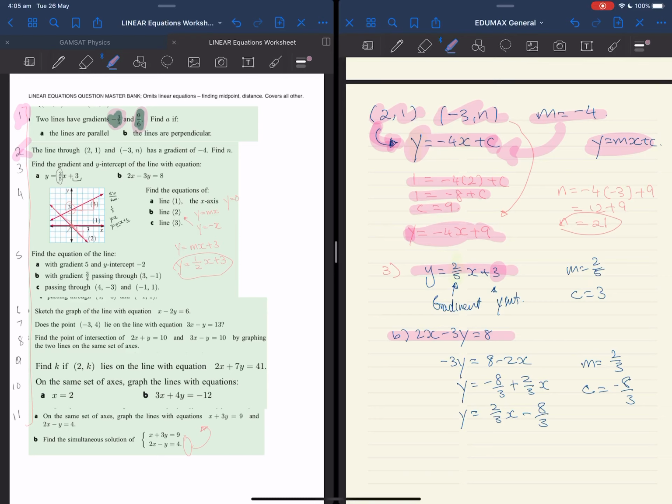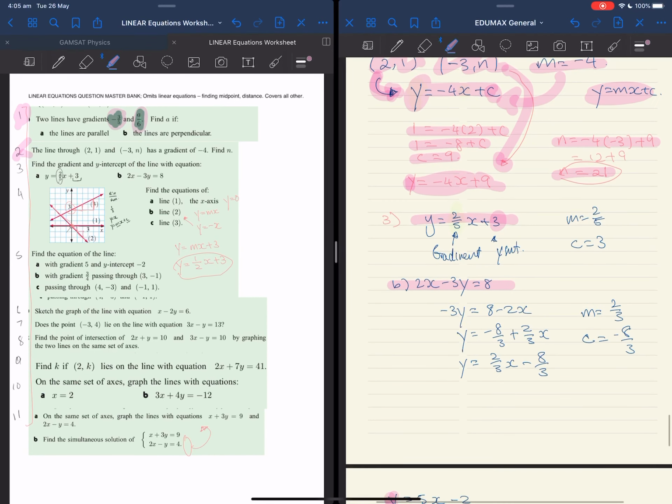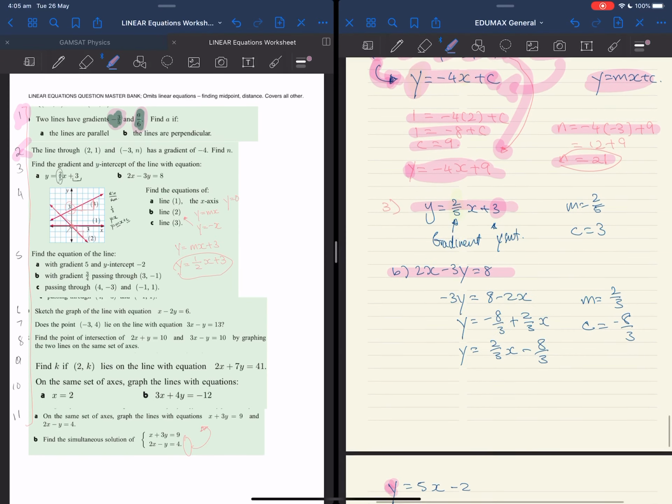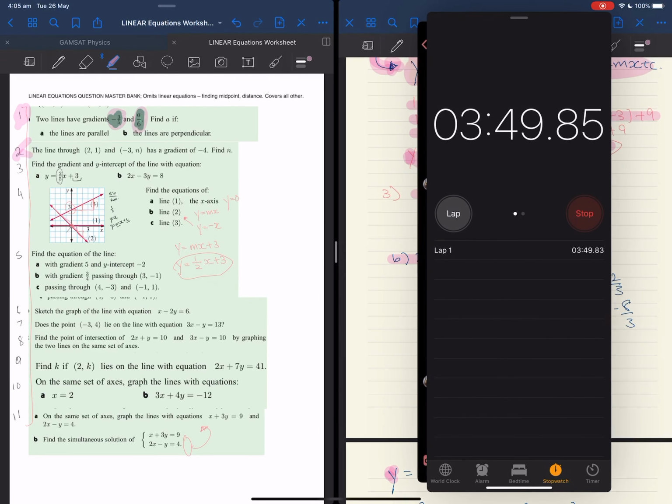We simply substitute -3 and n in, and we get this, okay? n is equal to -4 times -3 plus 9. Solve it, and you've solved for n. Quite a simple process, but you need to understand why. And that just comes with knowledge on linear equations. So it's been 3 minutes 50.